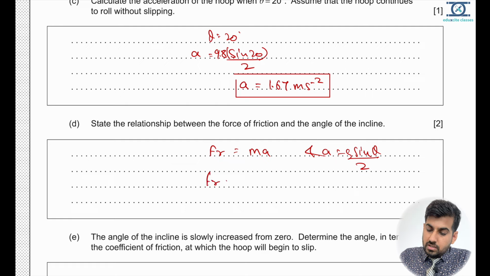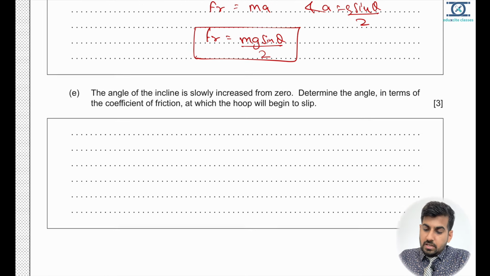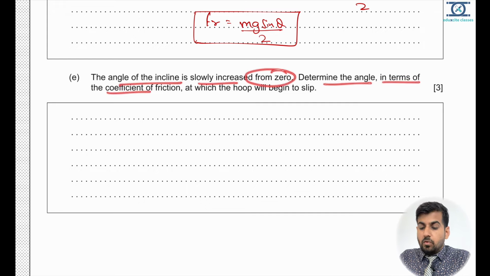So friction will be mg sin theta by 2. So this will be the relation of the force of friction and the angle of incline. Okay. Now the last part: the angle of incline is slowly increased from 0. Determine the angle in terms of the coefficient of friction at which the hoop will begin to slip.